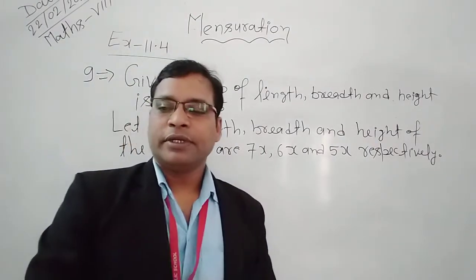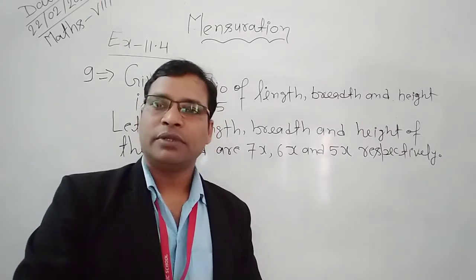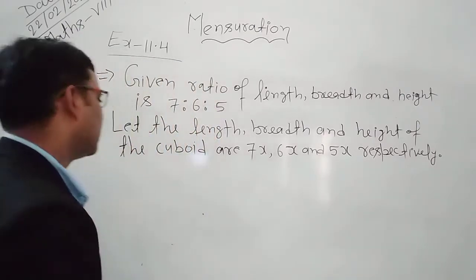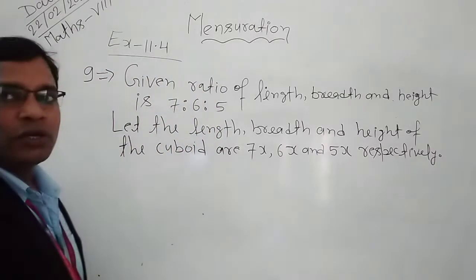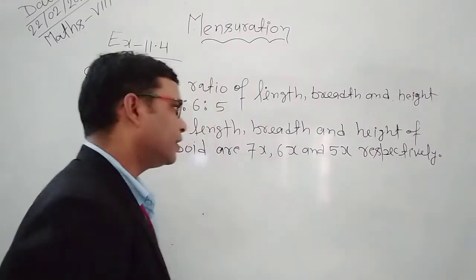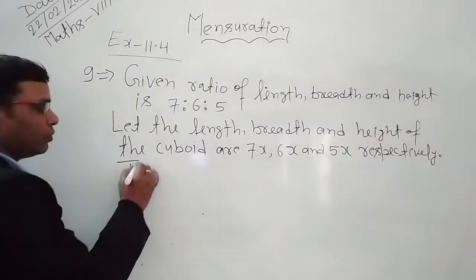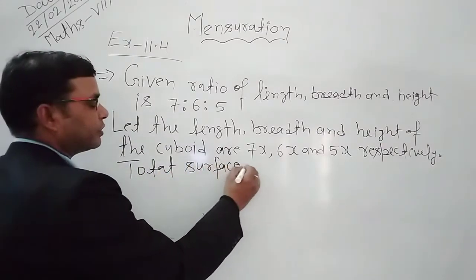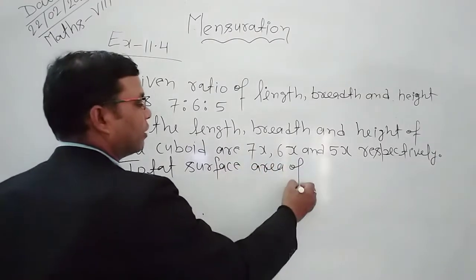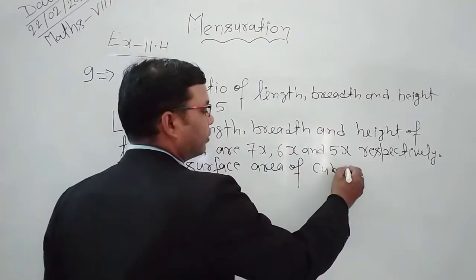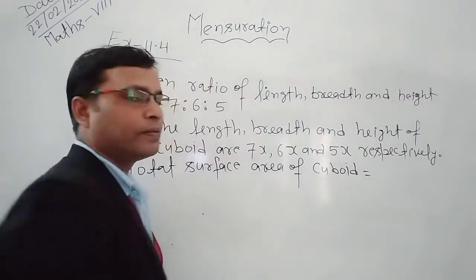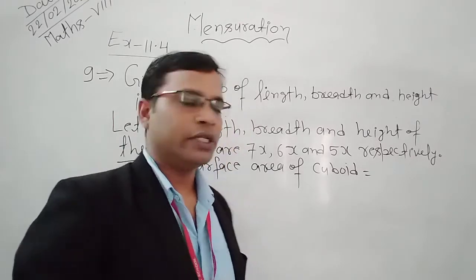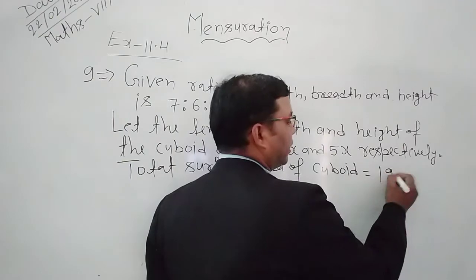Now, in this question, it is given the surface area of the cuboid is 1926. So here surface area means total surface area of the cuboid. Okay, we can write here: total surface area of the cuboid is equal to 1926 centimeter square.